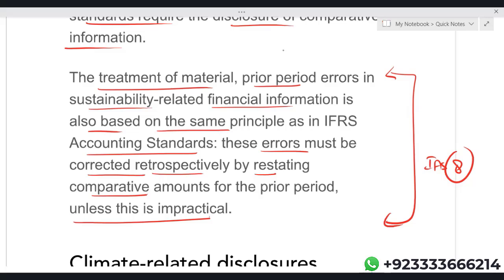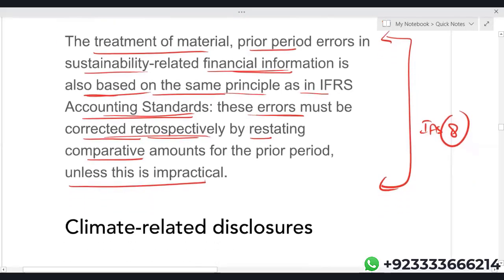Fifth, the accounting, or you can say the dealing with the correction of error, is exactly the same, and you can even give the reference to IAS 8 and sustainability standards. And other standards and sustainability both require comparative information as well. The treatment of material prior period errors in sustainability-related financial information is also based on the same principle as in IFRS accounting standards. These errors must be corrected retrospectively by restating comparative amounts for the prior period unless it is impracticable.